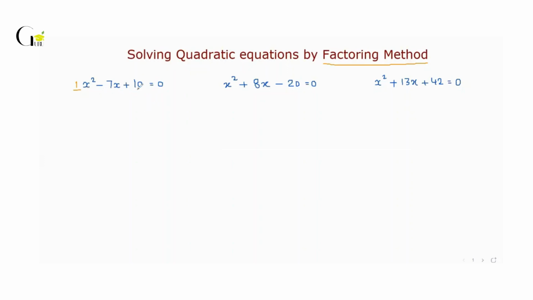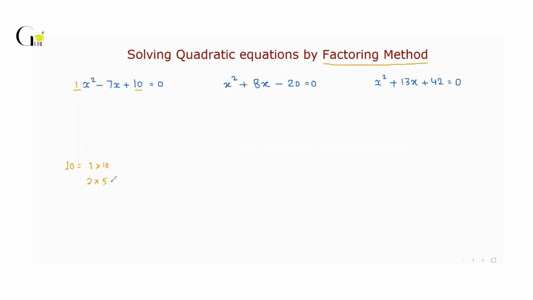So as you know, this is the constant term. So x square minus 7x plus 10 equals 0, where 10 is the constant term. So we have to find out the factors of 10. Factors of 10 could be 1 times 10. It could be 2 times 5. This is it, because 10 has only two real factors.